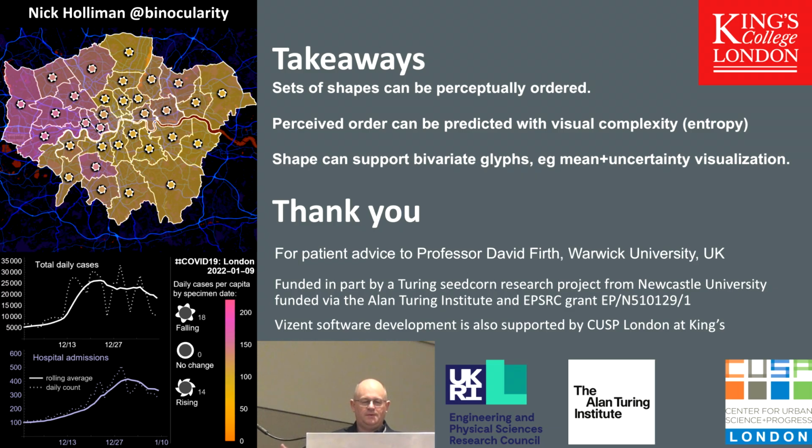Okay, so I'm going to talk. The takeaway is that, unlike Bertin's original book, and people have repeated that since, we think there's evidence that sets of shapes can be perceptually ordered. In the visualization world, if you're a psychophysicist that's not going to be a surprise to you. And that perceived order could be predicted with some kind of visual complexity calculation, a visual entropy calculation.